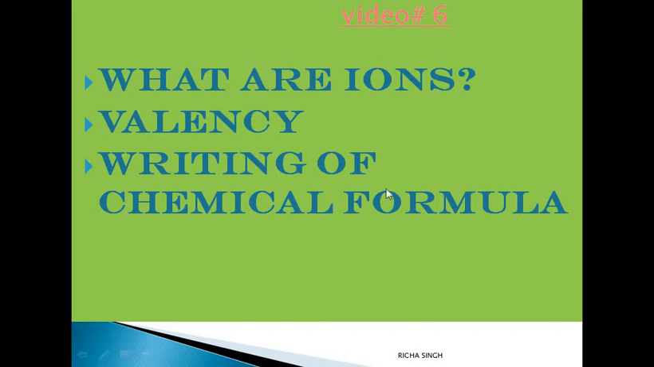Everyone, this is video 6 for lesson number 3, atoms and molecules. In video 5, we learned that atoms exist in the form of molecules. There we studied examples of molecules of elements and molecules of compounds. Now the next part is that atoms can also exist as ions. We are going to study this today. We will also learn what valency is, and how to write chemical formulas.